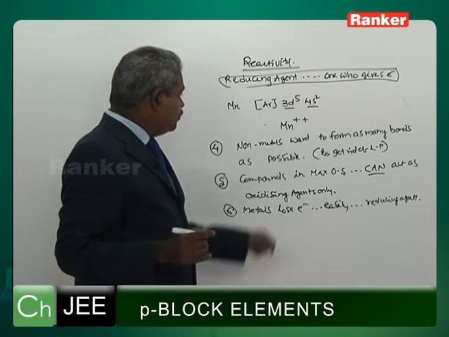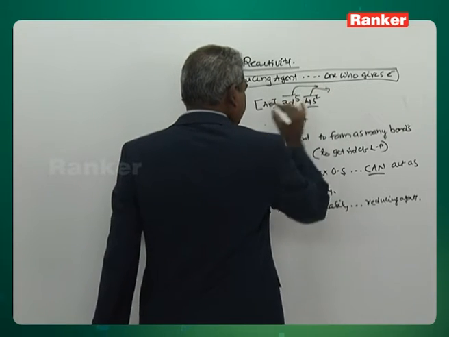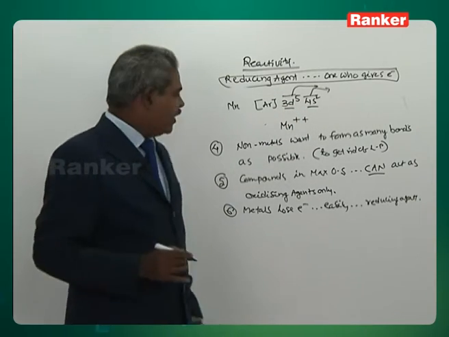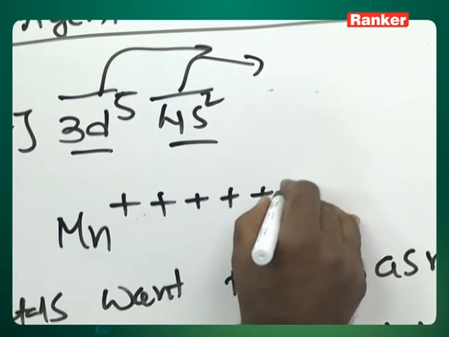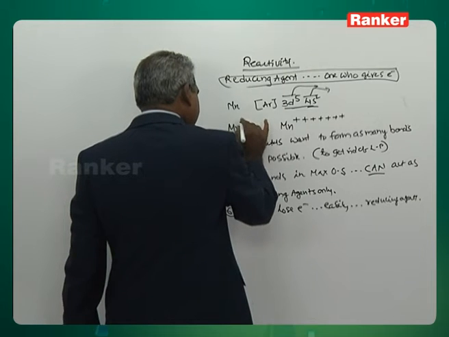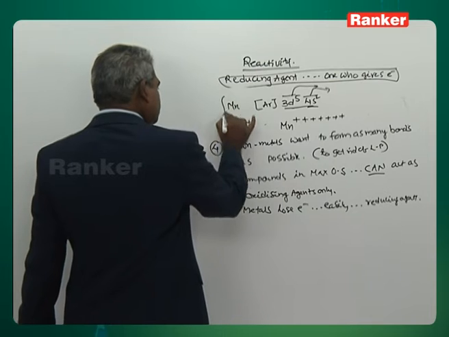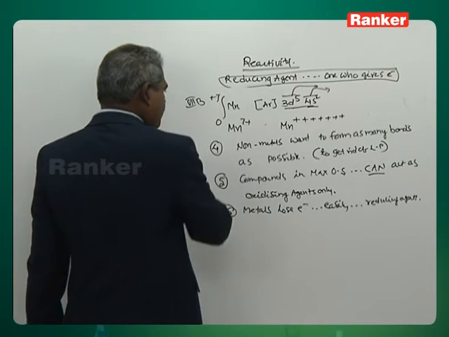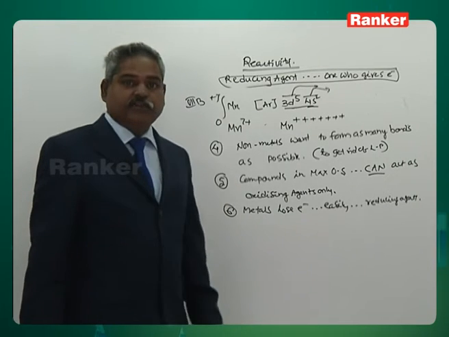But manganese can use these 5 electrons also. We have discussed this in transition metals: not only ns electrons but (n-1)d electrons also participate in bonding. So, one more electron please, plus 3, plus 4, plus 5, plus 6, plus 7. Manganese is ready to lose 7 electrons, and that's why that is its maximum oxidation state. Manganese belongs to group 7B; minimum is 0, maximum is plus 7.